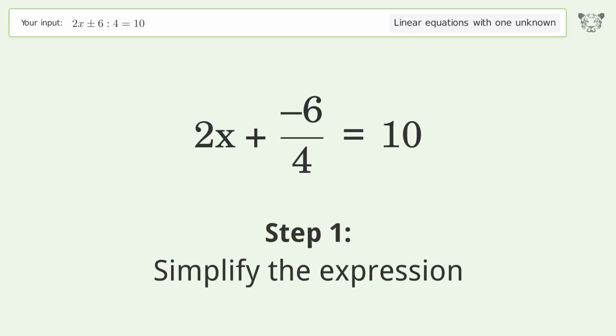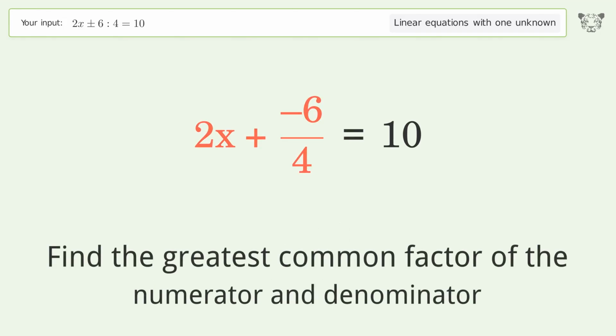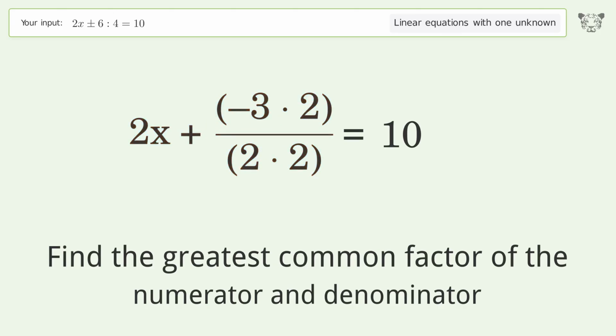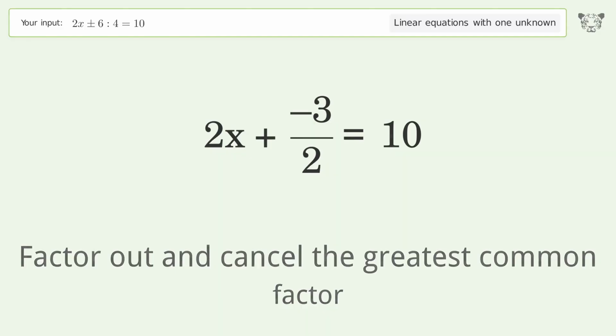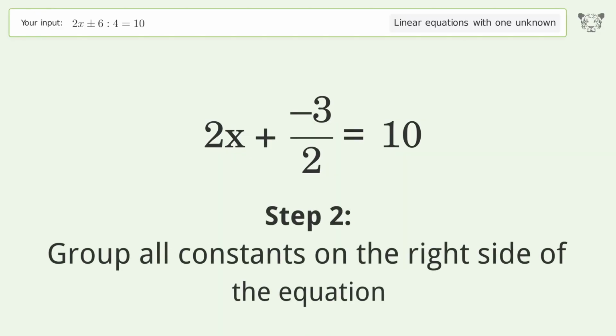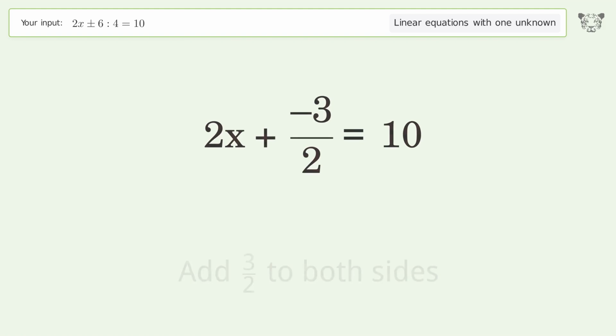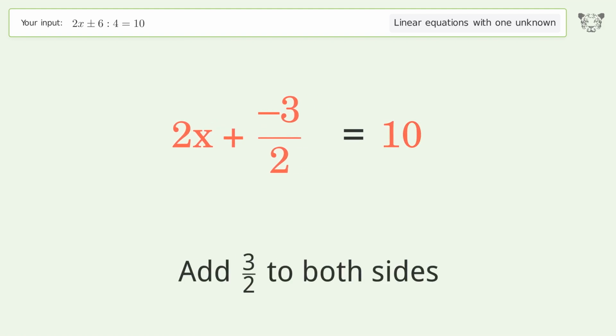Simplify the expression. Find the greatest common factor of the numerator and denominator. Factor out and cancel the greatest common factor. Group all constants on the right side of the equation. Add 3 over 2 to both sides.